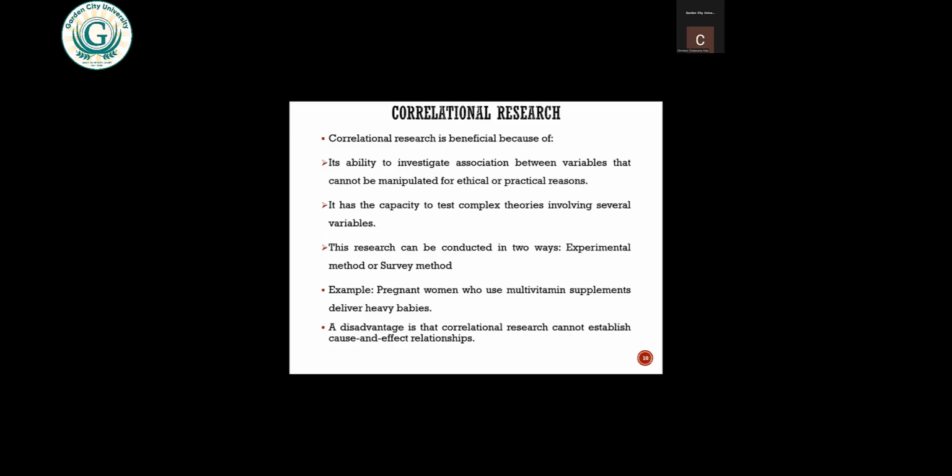The women who are taking the pregnant care right from the beginning of their pregnancy, do they indeed deliver heavy babies? So you can check the number of people who have taken the pregnant care from the beginning of their pregnancy, and you check whether they indeed delivered heavy babies, and you find out the correlation.